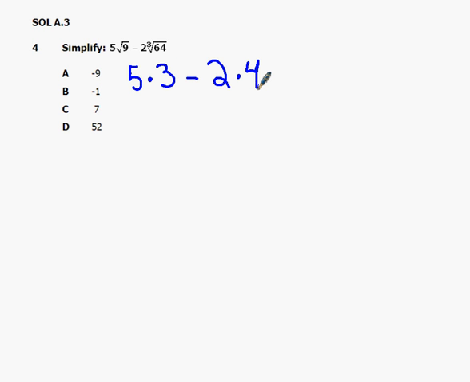Now remember order of operations. We need to multiply before we add or subtract. So we're going to multiply 5 times 3, which is 15. Carry down the minus sign, and then 2 times 4 is 8. And then we just have to say 15 minus 8 is 7. So the correct answer is C.